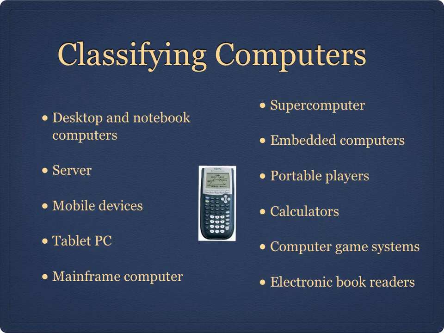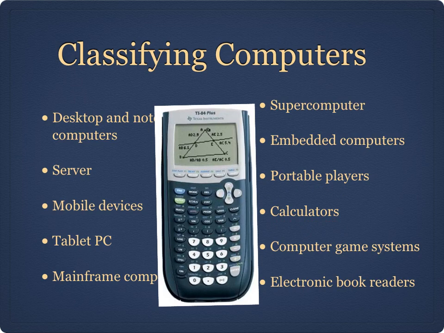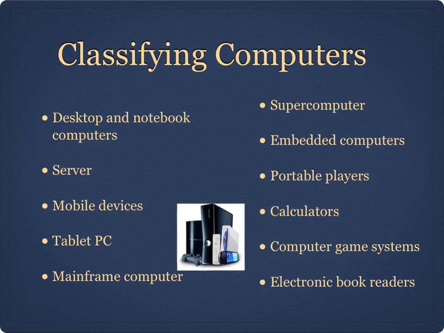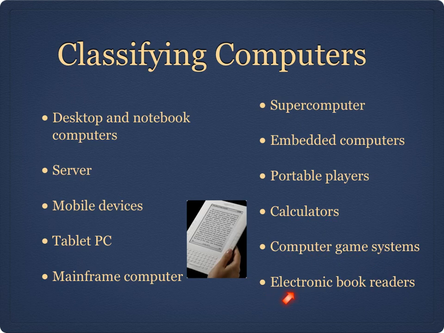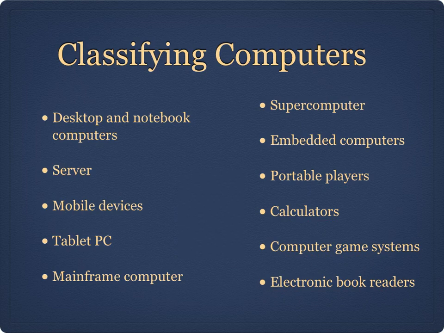Calculators. This is another type of computer, especially those graphing ones. They have a lot of functions in them. Gaming systems are also computers, such as the PlayStation, Xbox, Wii. Yes, these are all computers. And of course, e-book readers are also computers. Here we have a picture of the Kindle, but there's different kinds of Kindle. There's the Fire, there's the Nook, there's plenty of other e-book readers, and these are all types of computers. So as you're going about your day, take a look around, and I bet you'll find way more computers than you ever expected to find.